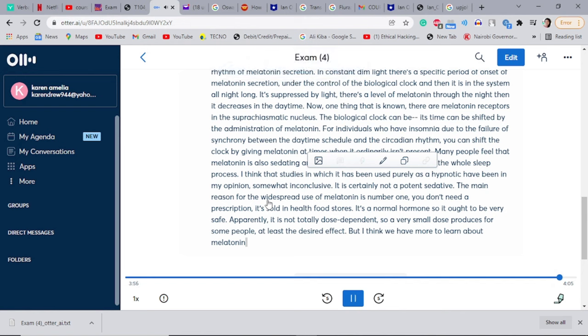Apparently, it is not totally dose-dependent, so a very small dose produces, for some people at least, the desired effect. But I think we have more to learn about melatonin.